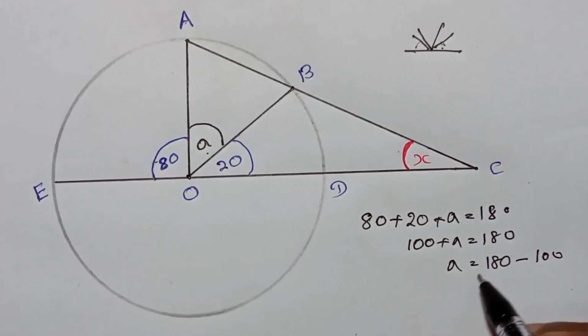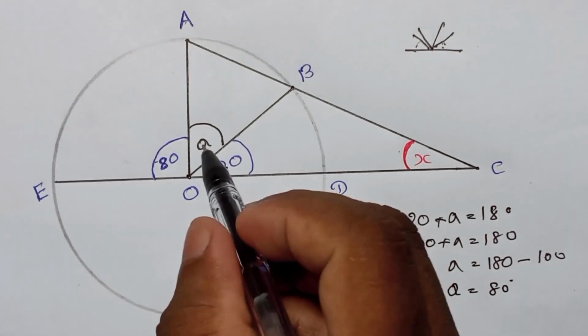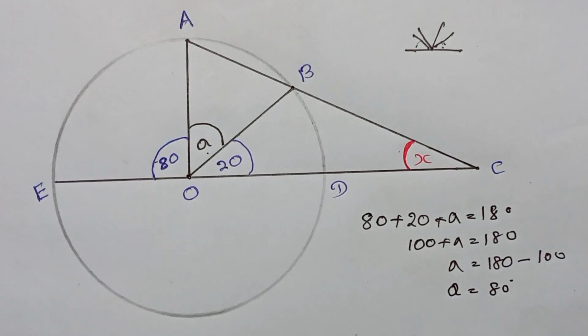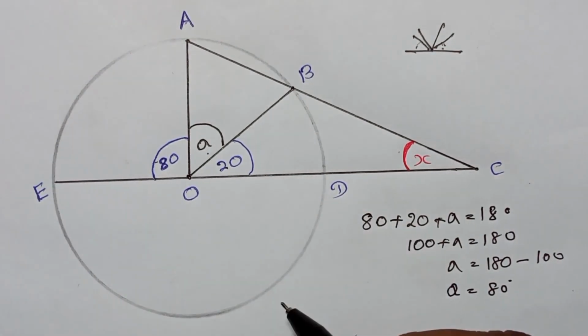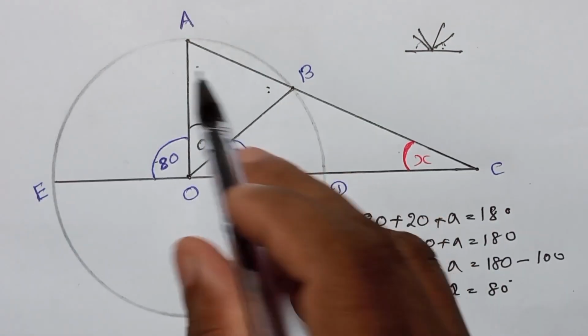Now here 100 plus A, I don't need to show this, you know this works out as 180 minus 100. A will be equal to 80, right? Now we got A, A is 80.